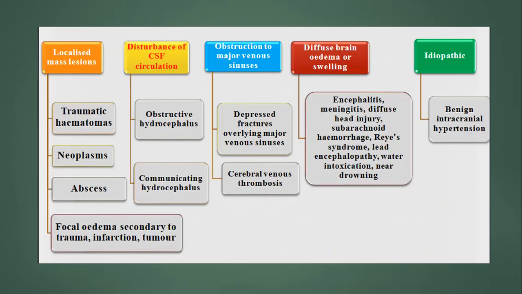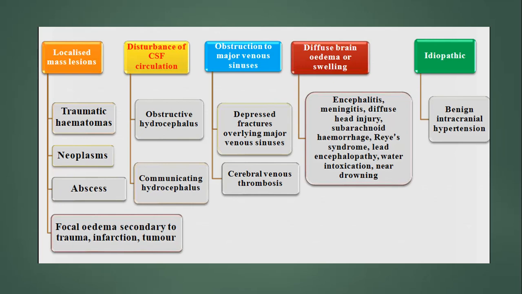So what are the different localized mass lesions? These can be traumatic hematomas, neoplasias, abscess, or focal edema secondary to trauma, infarction, or tumor. And then there can be disturbance of CSF circulation like obstructive hydrocephalus or communicating hydrocephalus.